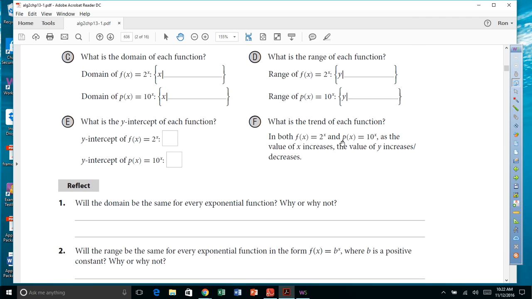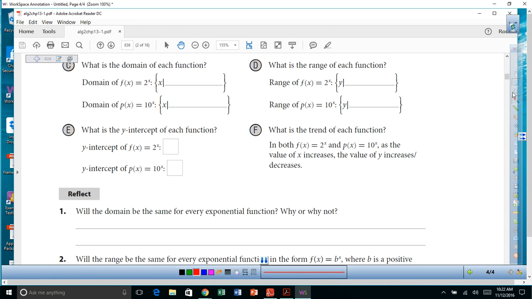What is the domain of each function? The domain of f of x equals 2 to the x is, look back at the graph. It gets to negative infinity real quick. And then going up, it gets to positive infinity real quick. So the domain is going to be x such that negative infinity is less than x, which is less than positive infinity. And the domain of p of x is going to be the same thing. But it will get there even quicker than f of x.